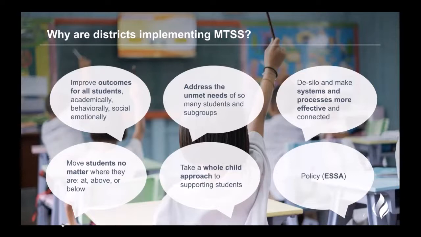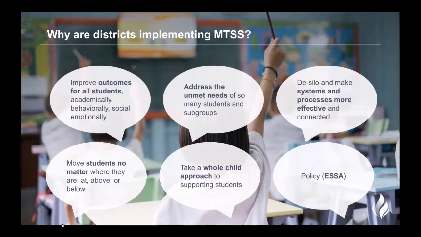We want to make sure that we're addressing the unmet needs of so many students and subgroups. We also think about de-siloing the number of different practices that we're implementing. Sometimes we had different buckets of people providing services and education opportunities to our subgrouped students, and at times we found that it's not as successful as what we can do with MTSS, which helps us take apart having different groups of people work with different students. It helps us make our systems and processes more effective and connected within our school district.